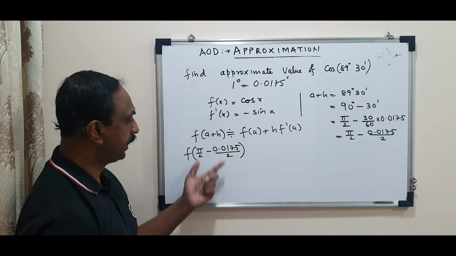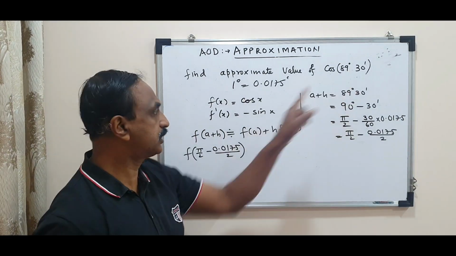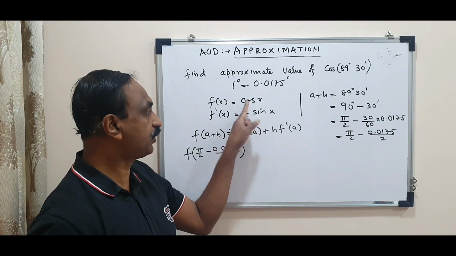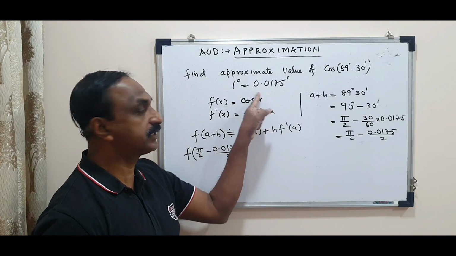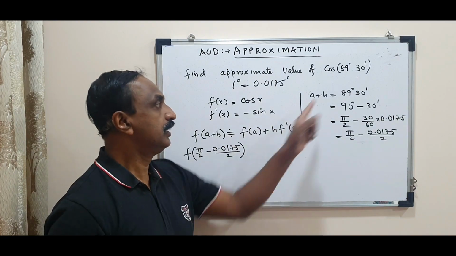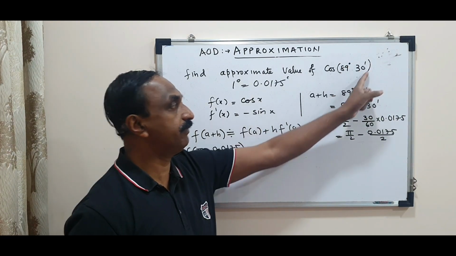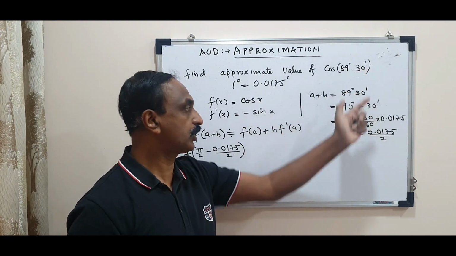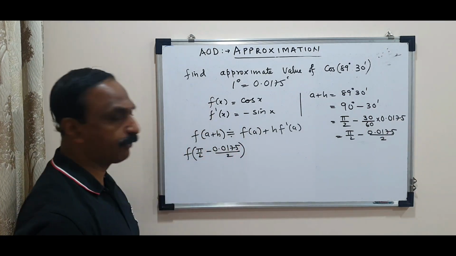We need to express the number in radians because the derivative of cos x is minus sin x only if x is in radians. So if you want to apply this formula, x has to be in radians. The given x is in degrees and minutes, so we convert it to radians, and now we have to apply the formula.